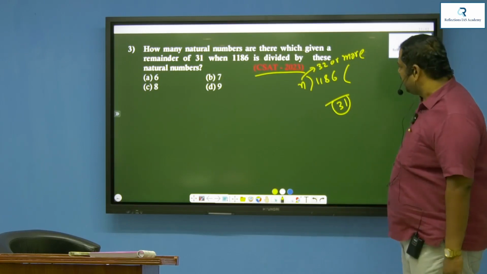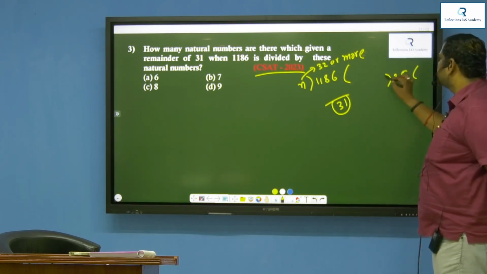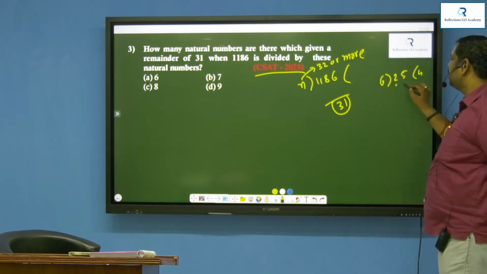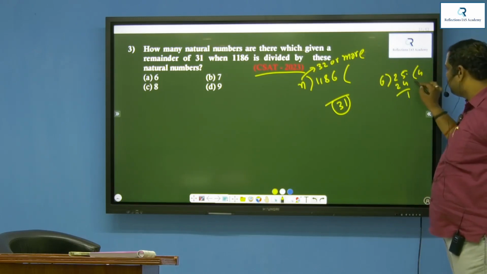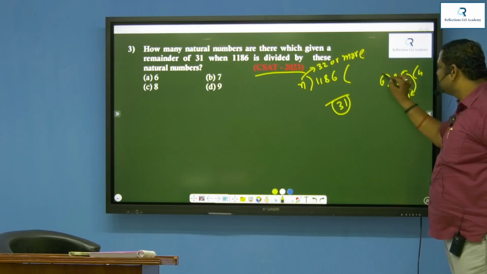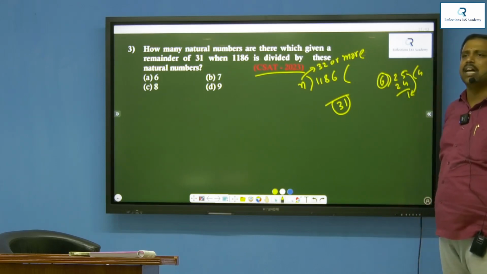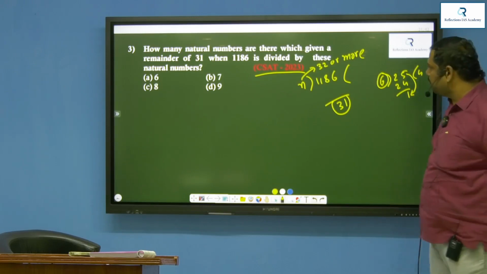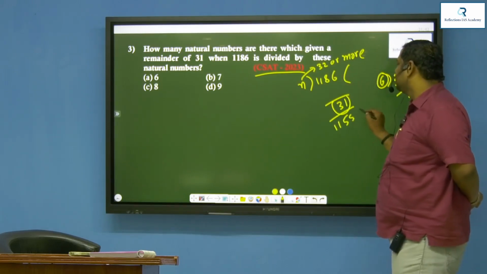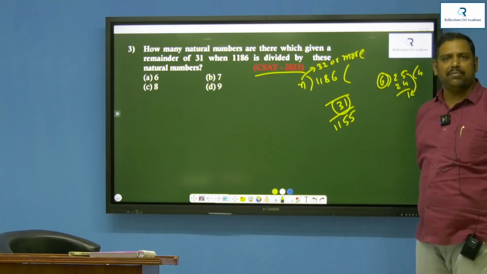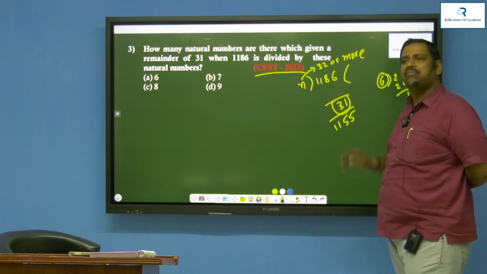Point 2. Here from 1186, suppose 25, if I divide with 6, what's the remainder? 6 4s are 24. Remainder is 1. That means that from the given number, if you subtract the remainder, it is divisible by this one, or this is a factor. Yes or no? From 1186, if you subtract 31, you will get 1155. So for this, n should be a factor.